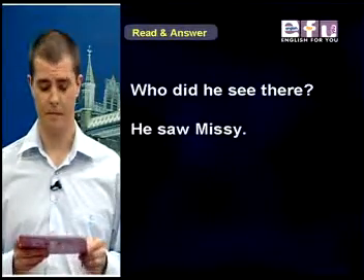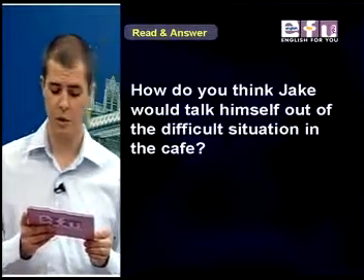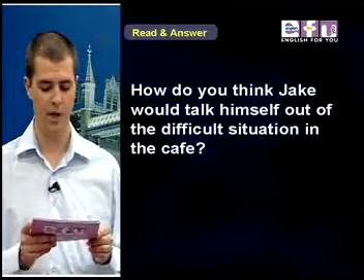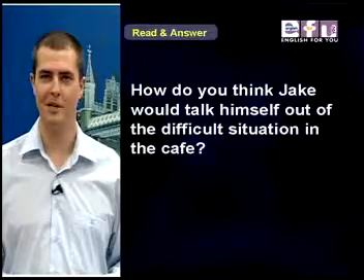Number 9, who did he see there? He saw Missy. Number 10. How do you think Jake would talk himself out of the difficult situation in the cafe? This is your own answer. See what you can come up with.